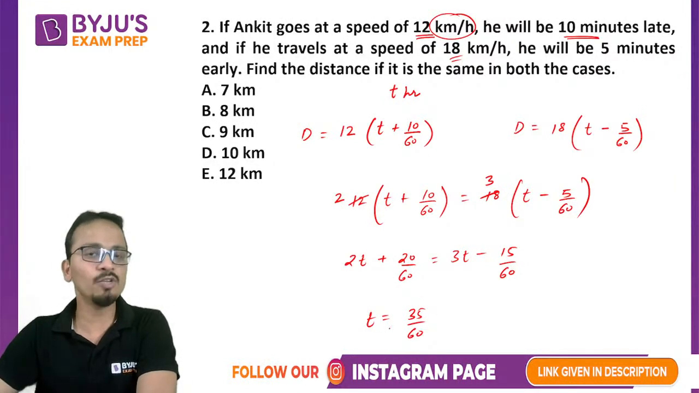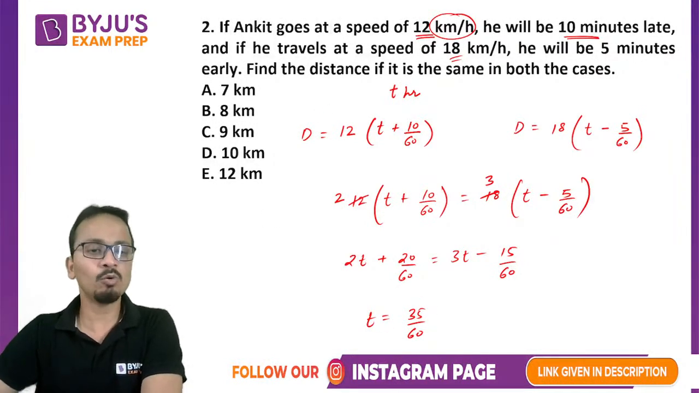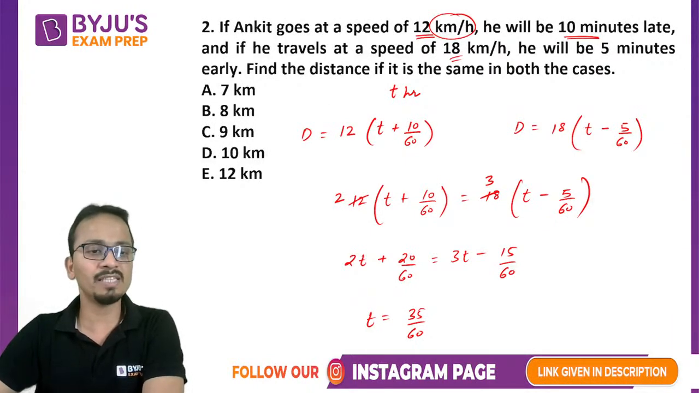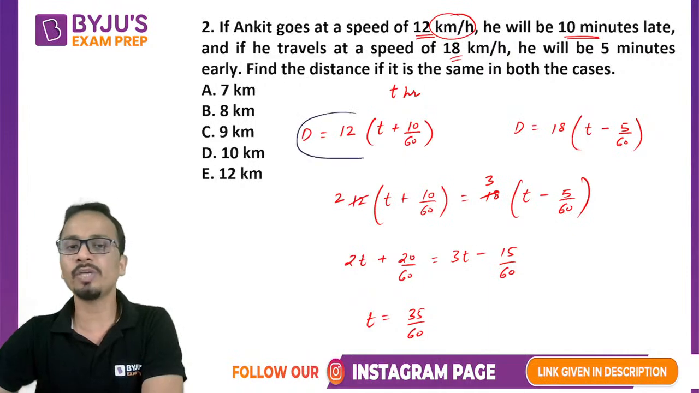Now this is the value of T. Now we have to find out the distance, which is the same in both cases. So let's find the distance. This is the equation of the distance.